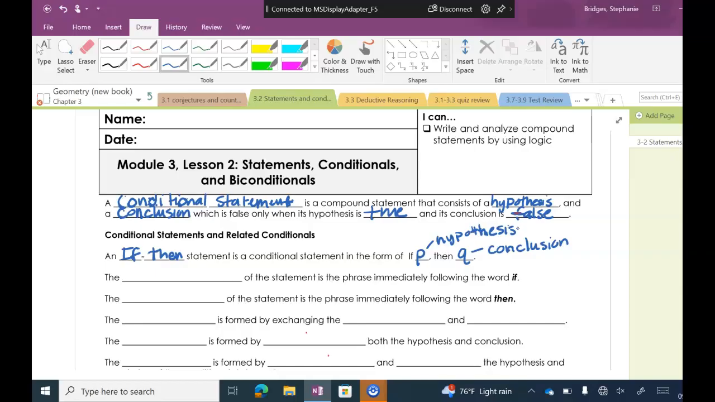Now, the next one is telling us which part is which. So up there, what came after if? The hypothesis or the conclusion? I put if P. What did I tell you P was? The hypothesis.